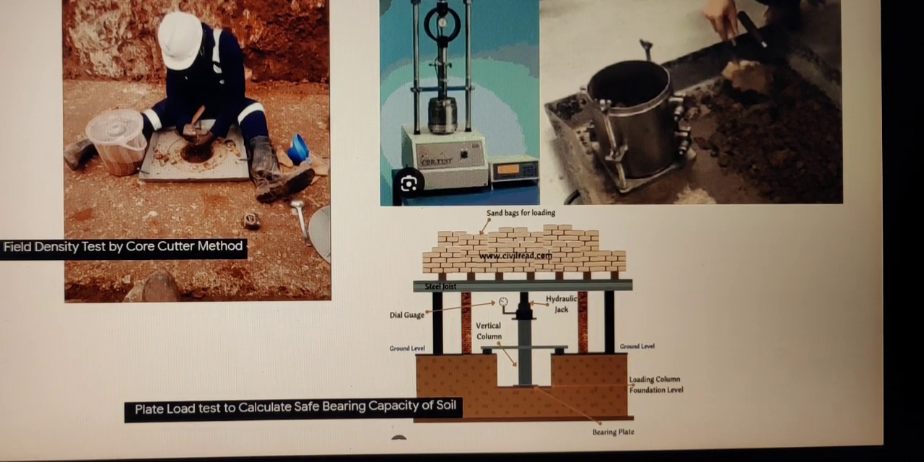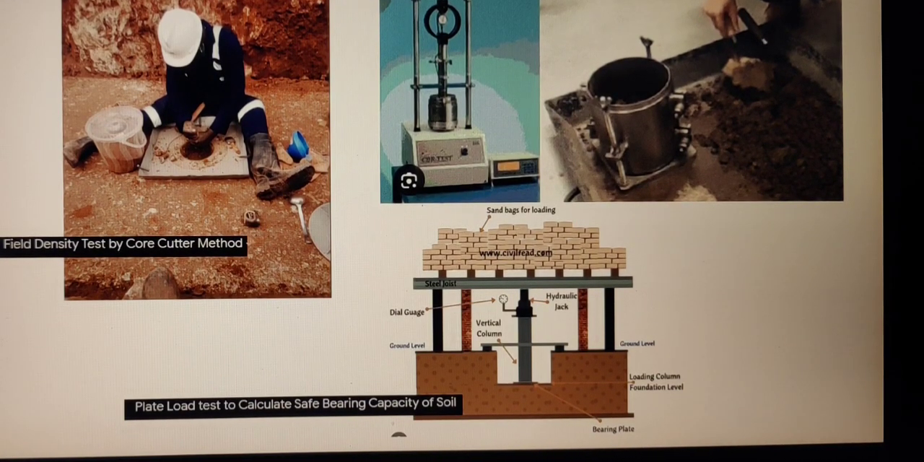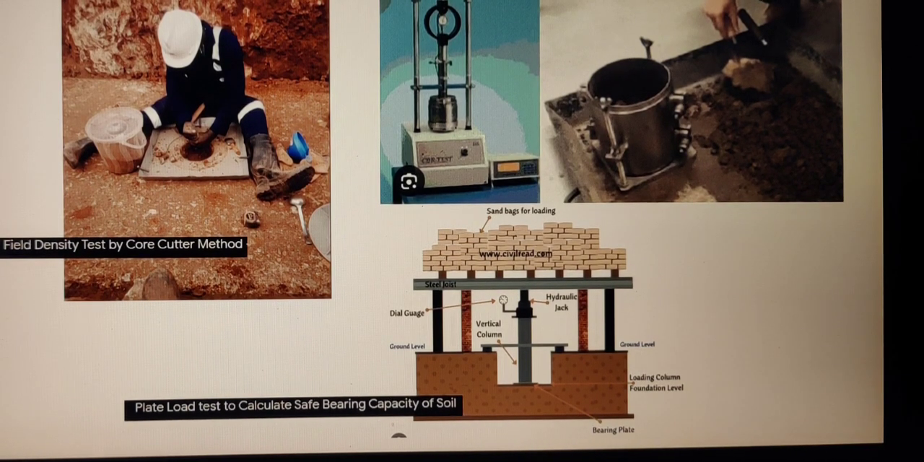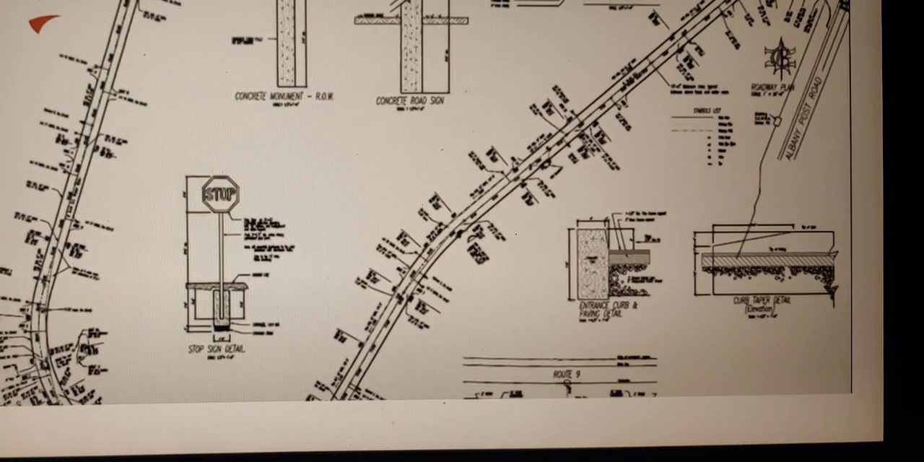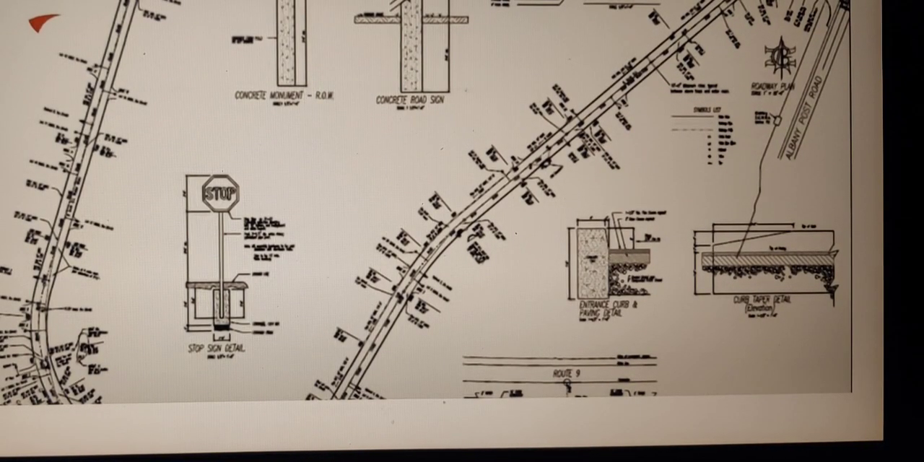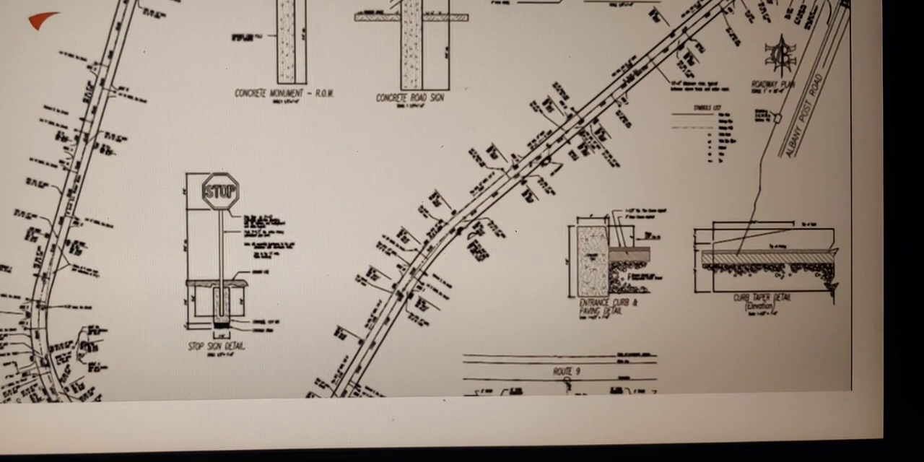These are the various soil tests conducted for the road construction. Field density test is done by Core Cutter method. Plate load test to calculate the bearing capacity of the soil. CBR test is done to find the thickness of the pavement and the subgrade modulus of subgrade reaction. So based on this information, engineers create a detailed design plan that includes the road alignment, cross-section and the drainage system.